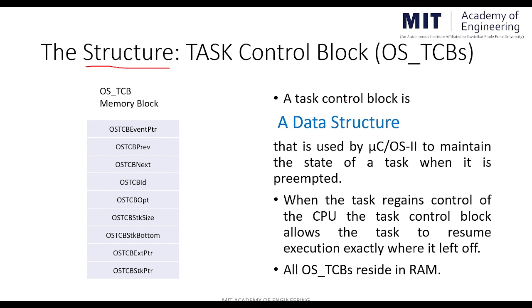The task control block is a very useful data structure used by MuCOS2 to save the state of the task when it is preempted. Now, when the task regains control of the CPU, it allows the task to resume execution exactly where it left off. So we keep track of where the task left off, and we resume the task from that state. The task control block plays a very important role.